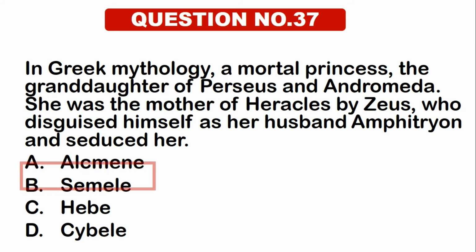The correct answer is Alcmene. Alcmene was the mother of Heracles or Hercules by Zeus. You know, in Greek mythology, Zeus is the greatest womanizer. And how did he get Alcmene pregnant? He disguised himself as Amphitryon, her husband, and there he seduced her.